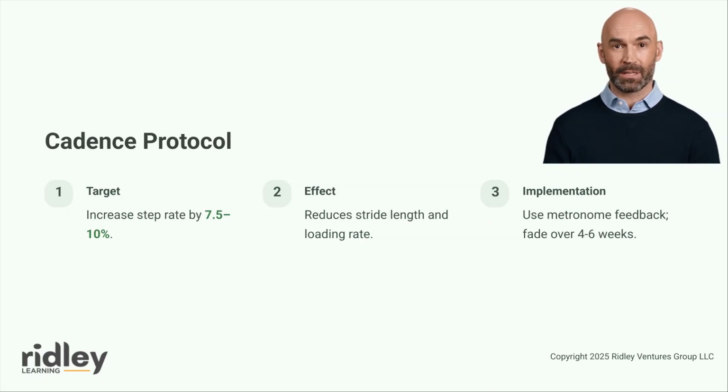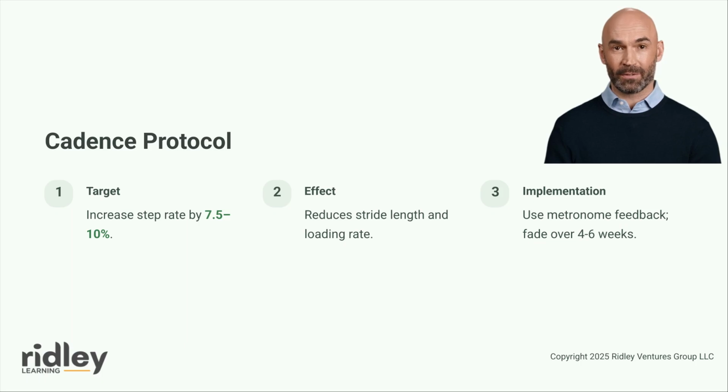D'Souza Jr. and colleagues conducted a randomized controlled trial comparing gait retraining plus strengthening to strengthening alone in runners with patellofemoral pain. The gait retraining protocol targeted a 7.5 to 10% increase in step rate, achieved through real-time auditory feedback using a metronome application. Following the intervention period, the combined gait retraining and strengthening group demonstrated greater improvements in pain and function compared to strengthening alone, providing direct evidence for the additive benefit of gait modification.